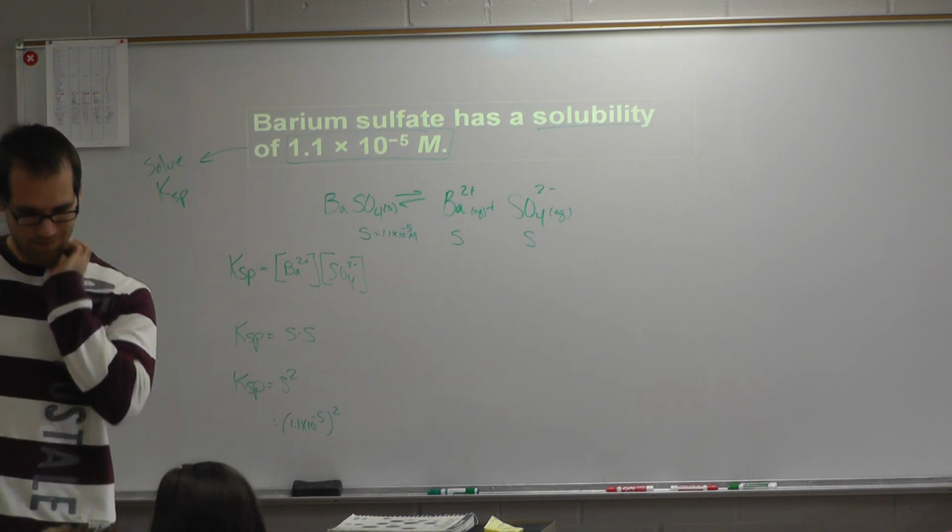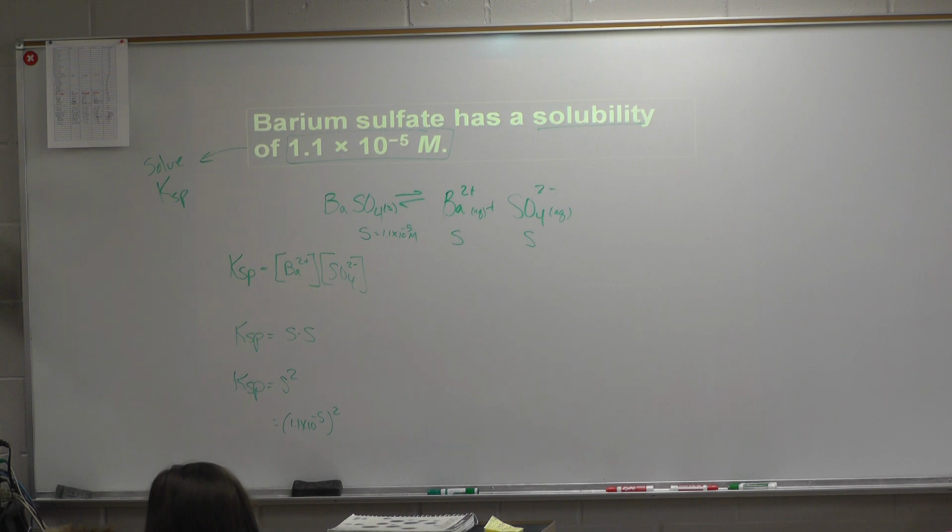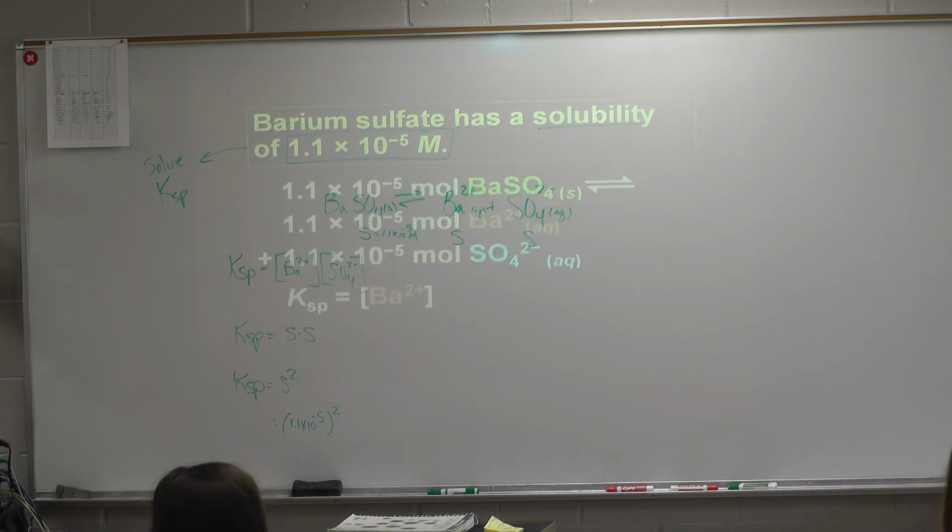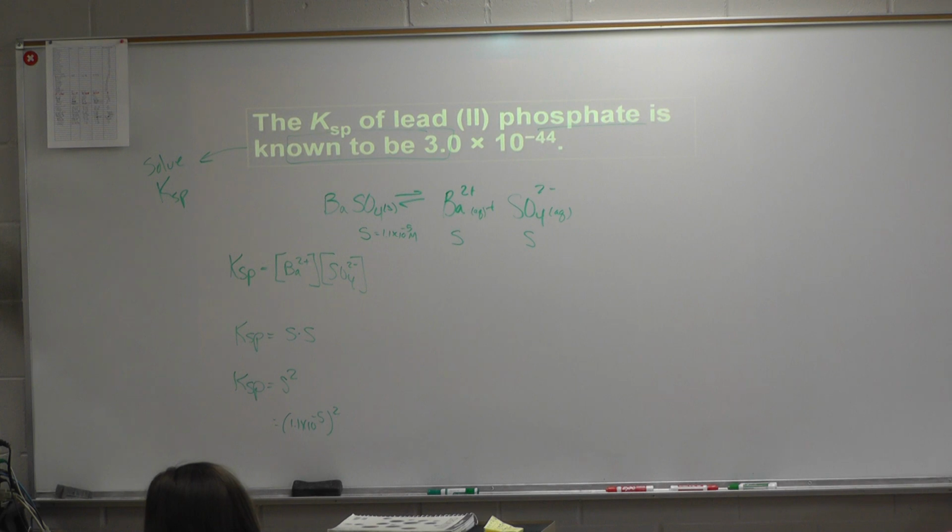Okay, what did you guys get? 1.21 times 10 to the negative 10. It's going to be 1.21 times 10 to the negative 10. Okay, let's do this one.